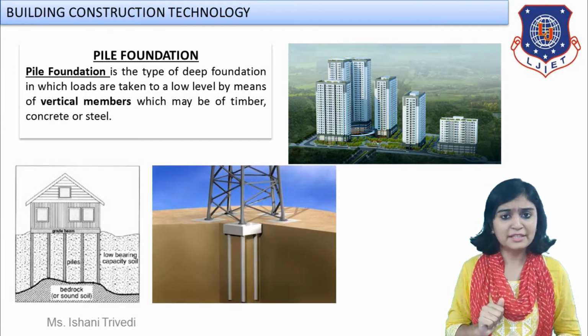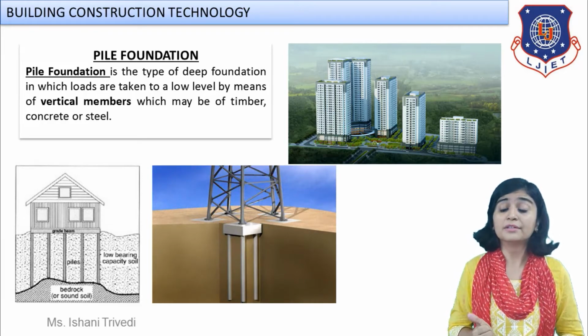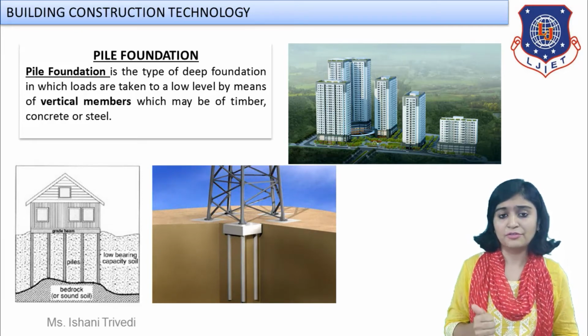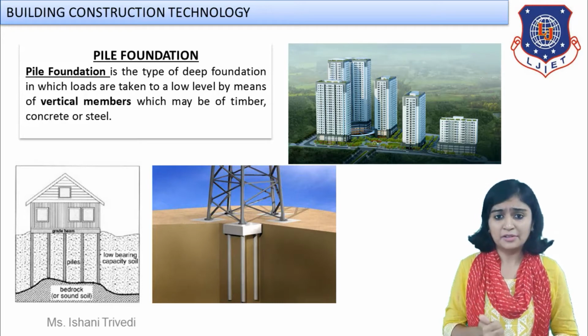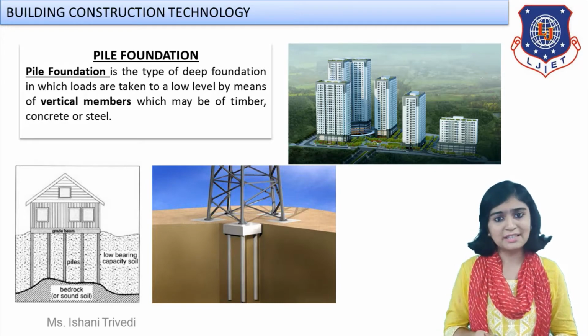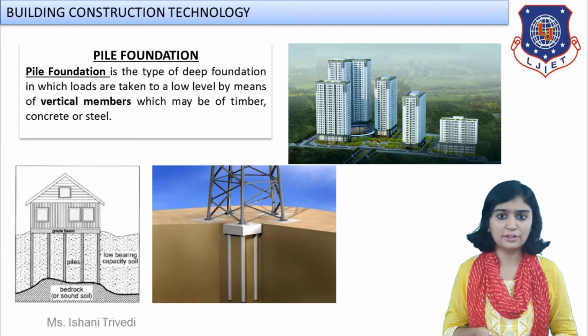The next image which you can see is of a tall tower, a cable tower. Towers are tall structures, chimneys are tall structures, cooling towers are tall structures.